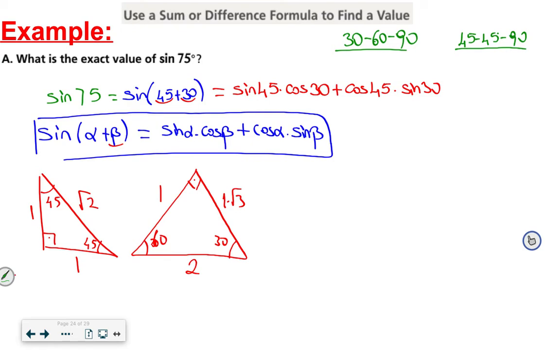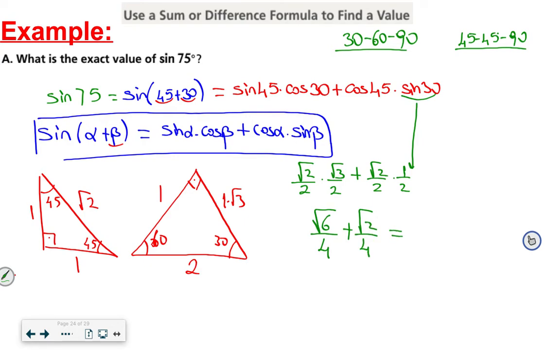Sine 45 is going to be 1 over radical 2 or radical 2 over 2, times cosine 30, which is radical 3 over 2, plus cosine 45, which is radical 2 over 2 as well, times sine 30, which is 1 over 2. If you combine this, radical 2 times radical 3 is radical 6 over 4, plus radical 2 times 1 is radical 2 over 4. If the denominators are the same, you can add the numerators. Radical 6 plus radical 2 over 4 is your answer. So this is sine 75. This is how we use the sum or difference formula to find the value.